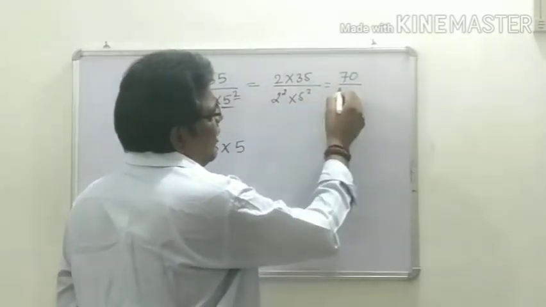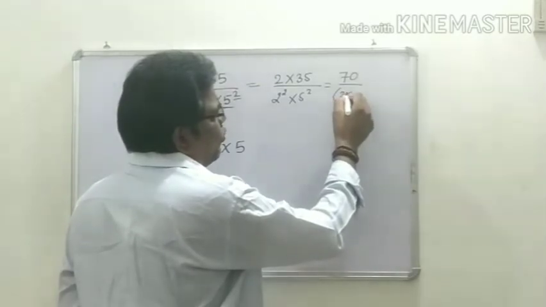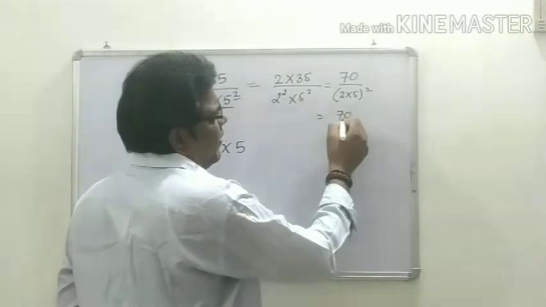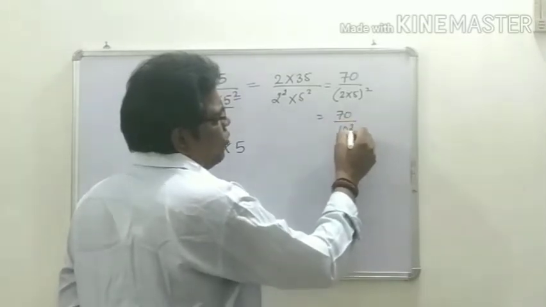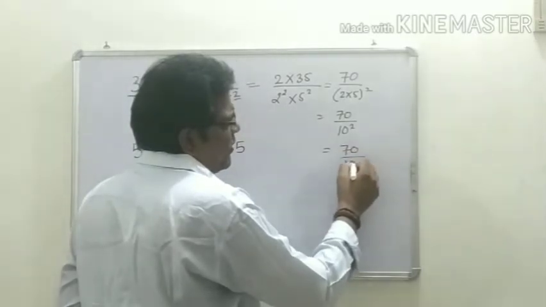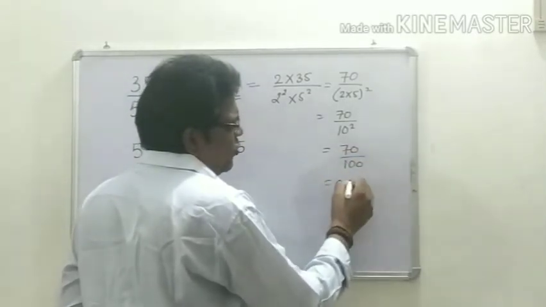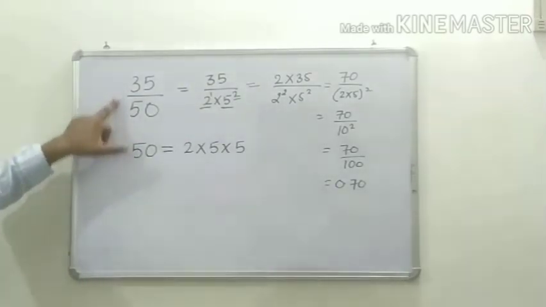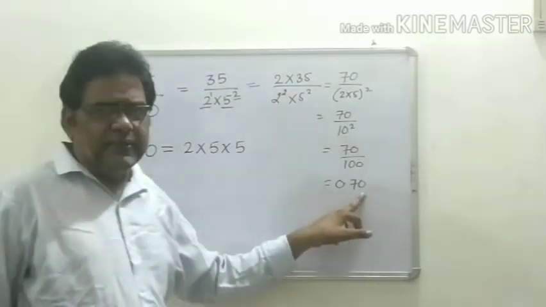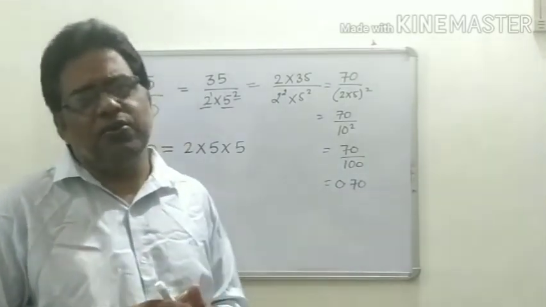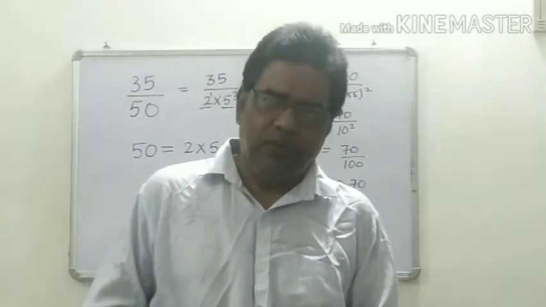Here you can apply the law of indices, 2 into 5 whole power 2. This will be 70 upon 10 power 2. 10 power 2 is of course 100. So this will be 0.70. So the decimal expansion of this rational number will be this. Sometimes they even ask you to do it this way.